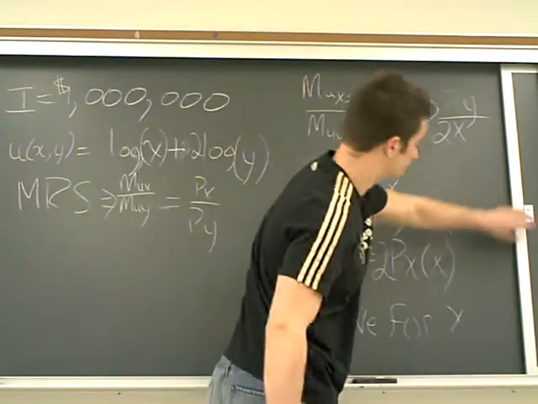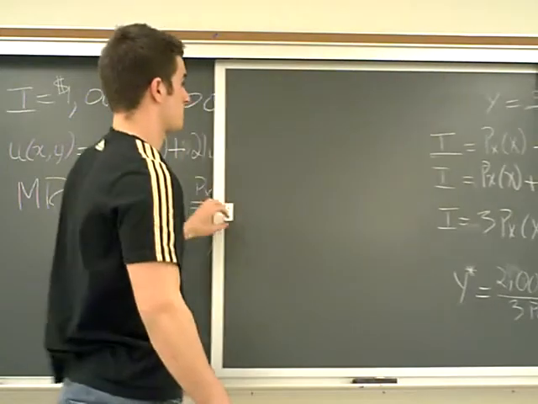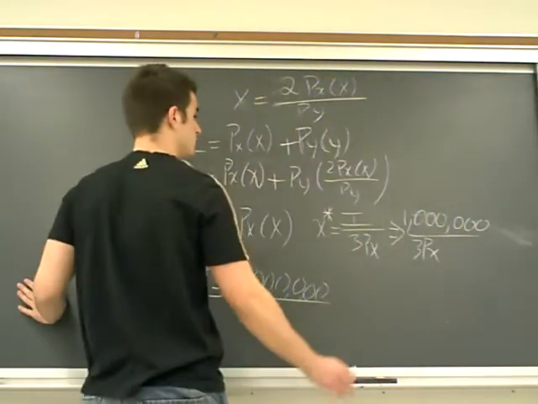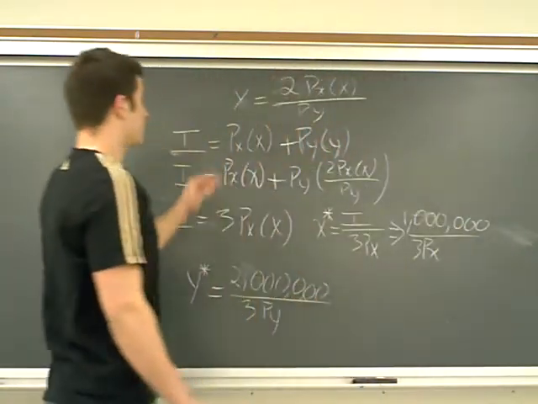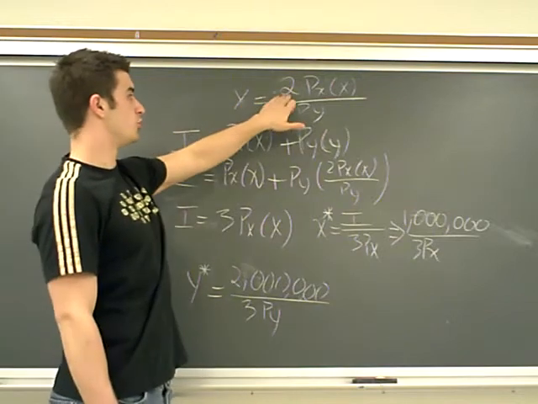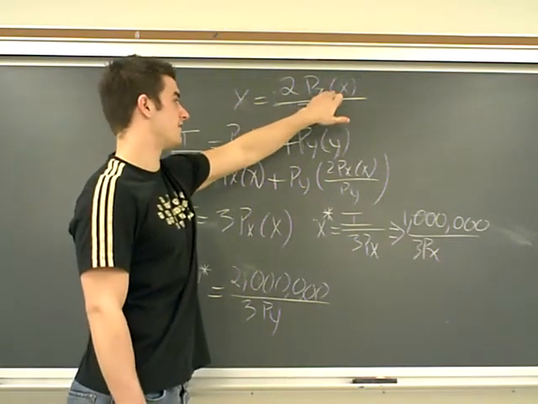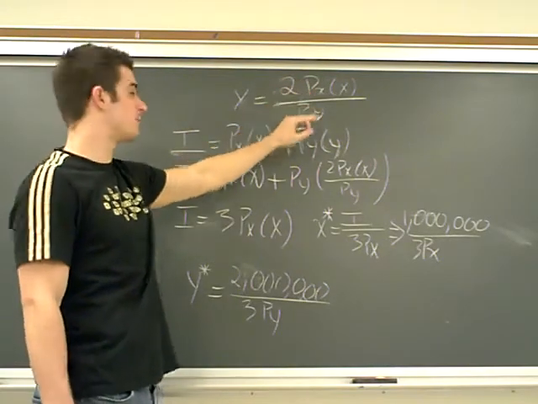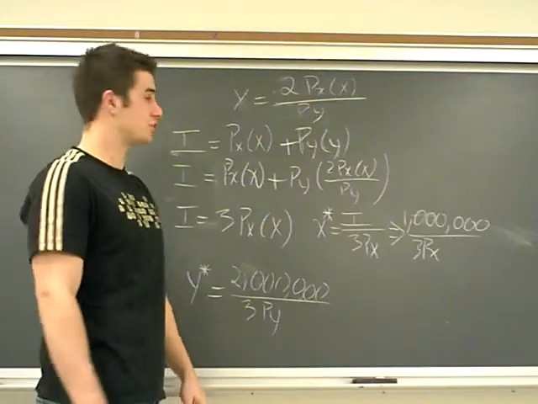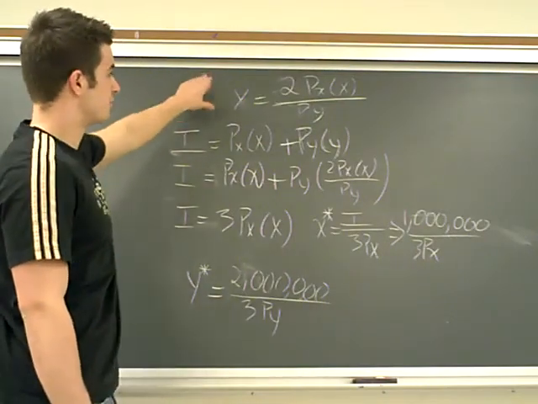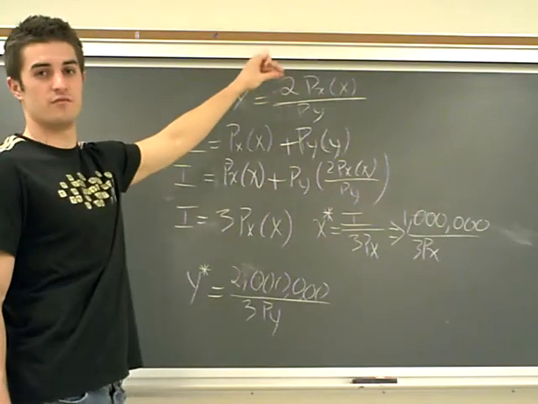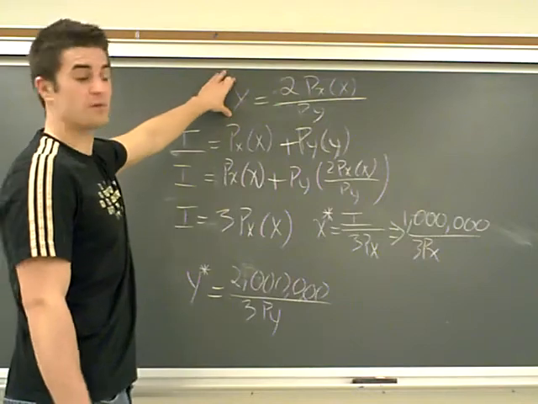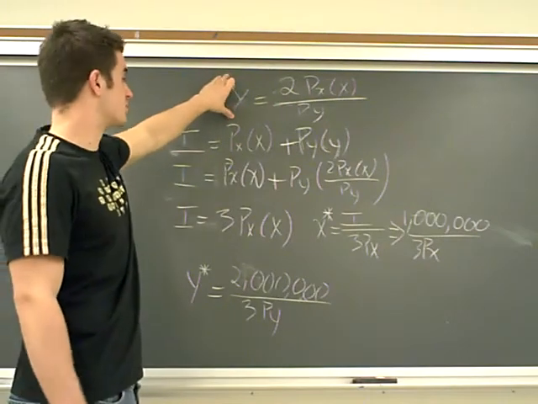Let's solve for y. Y is going to equal 2 times the price of x times the quantity of x, all over the price of y. Once again, that's just some simple algebraic manipulation. You can go through that again to make sure, but that's what it turns out to be. So now we know what y equals in terms of relative prices and how it has to fit on the budget line. Now we're going to take this variable that we solved for and plug it into the budget constraint.